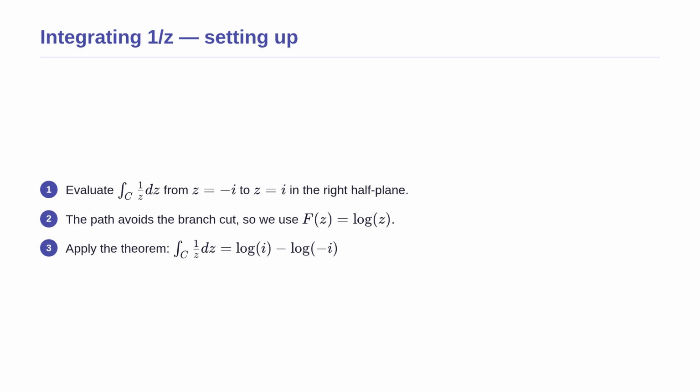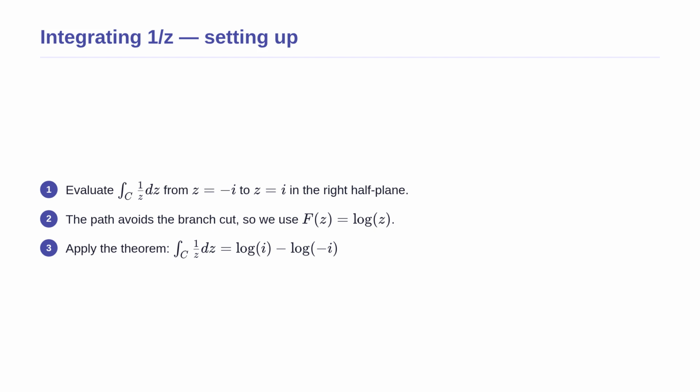We want to evaluate the integral of the function 1 over z. The contour goes from a starting point of negative i to an ending point of positive i. We are told we must stay entirely in the right half of the complex plane during this journey. Because our path stays in the safe right half plane, we avoid the branch cut entirely. We can safely use the fundamental theorem of calculus.